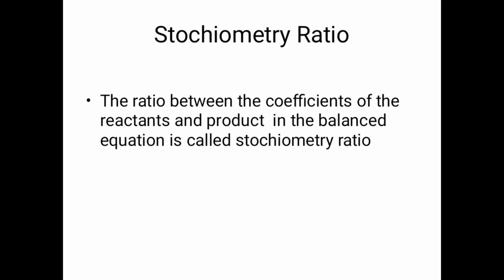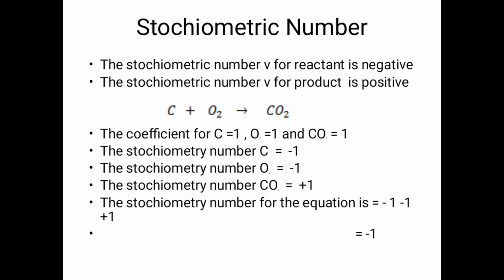Then the stoichiometric ratio: it is nothing but the ratio between the coefficients of the reactants and products in the balanced equation, and it is called the stoichiometric ratio. Then the stoichiometric number. The stoichiometric number for a reactant is negative and for a product is positive, because the reactant is disappearing, so it is always denoted with a negative sign, and the product is formed.